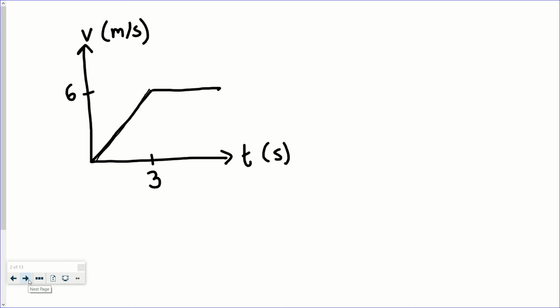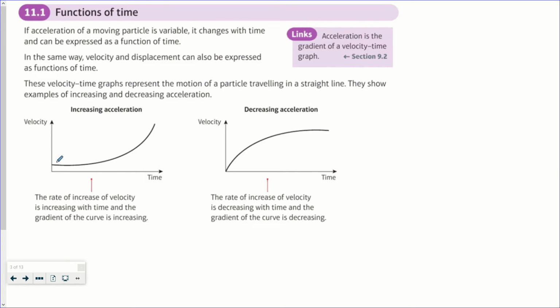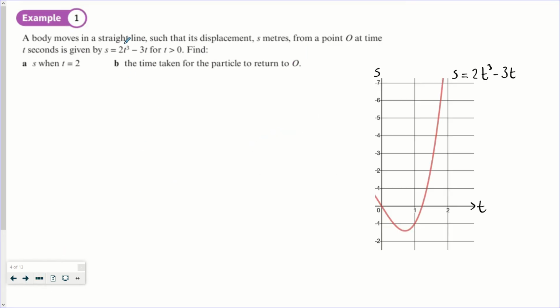So what we're going to do in this chapter is think about what happens when the acceleration is not constant. So for example, on this velocity time graph, because the gradient represents acceleration, if I just look at what's happening, the gradient's increasing. So that means as time goes forward, the acceleration of the object is increasing. And similarly, the acceleration of this object is decreasing. So let's have a look at an example.